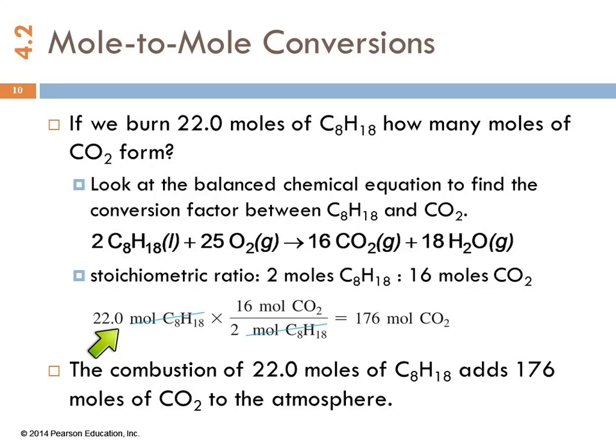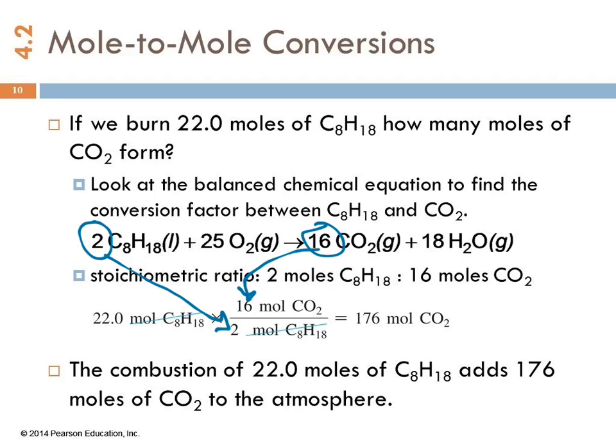So we're doing dimensional analysis. We're told that we're burning 22 moles of octane. We want to multiply by what they're asking for, moles of carbon dioxide, and we're going to divide by moles of octane. These numbers are the coefficients in the equation. So here we have the 2 moles of octane, that goes right down there, and 16 comes in here.